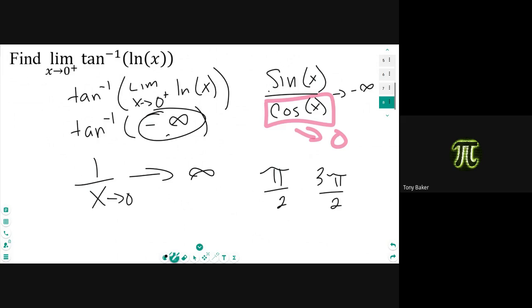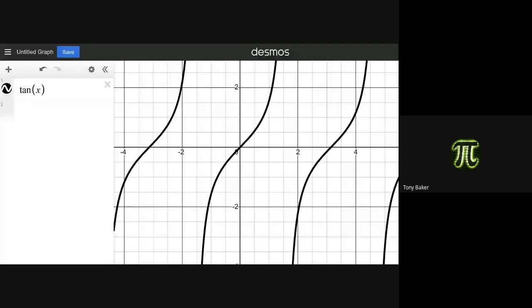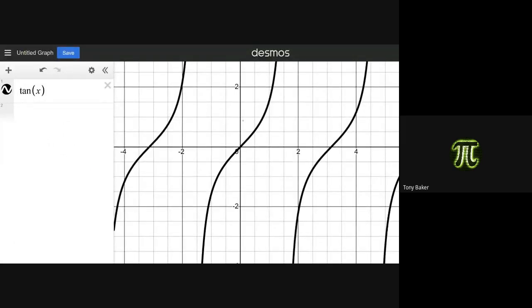So remember, we're only going from one direction, right? We're only going from the right. So if you look at the graph, as I'm coming from the right, what's happening to our tangent? It's approaching, well, in this case, negative infinity.